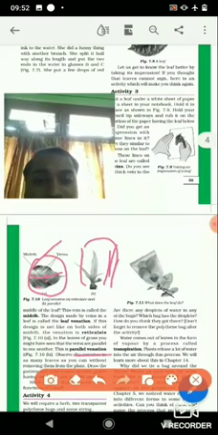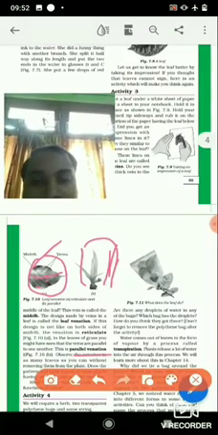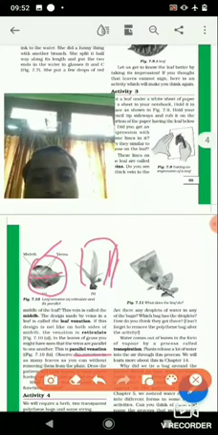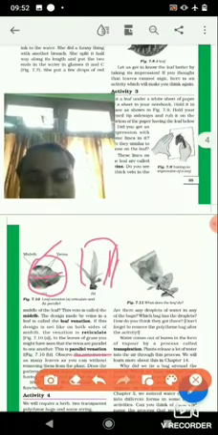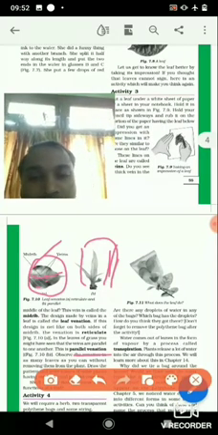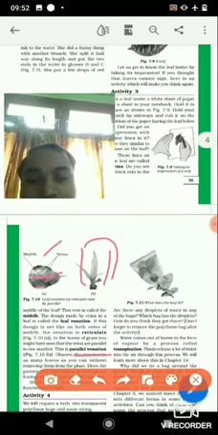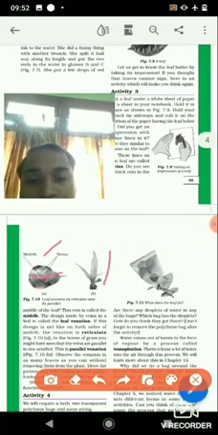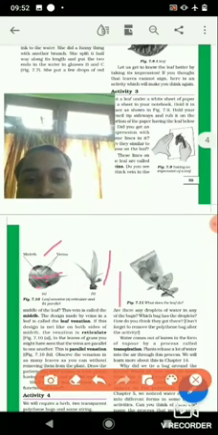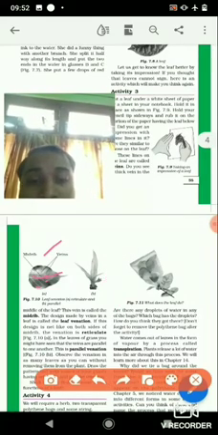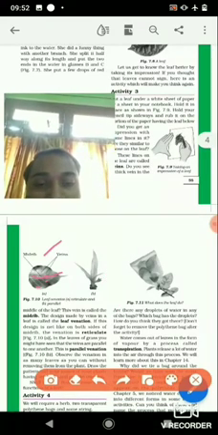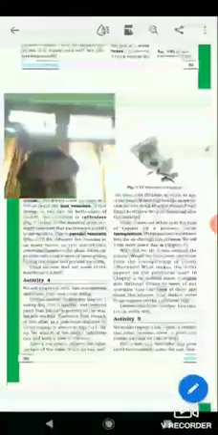Grasses are easily available in our surroundings, so you can take a leaf out of it and observe the venation over there. They are all arranged in a parallel manner, so they are called parallel venation. This activity is all about the arrangement of veins, or the structure of veins, in the leaf.